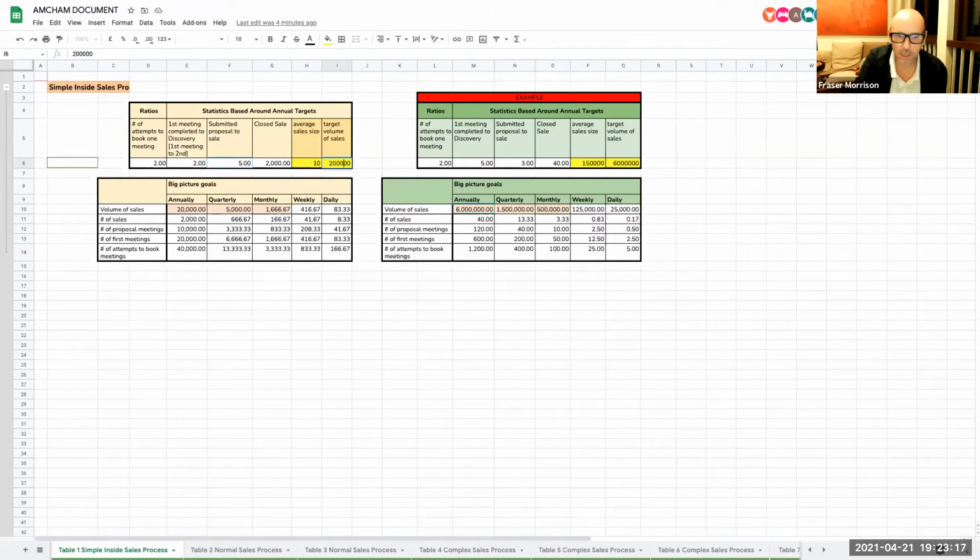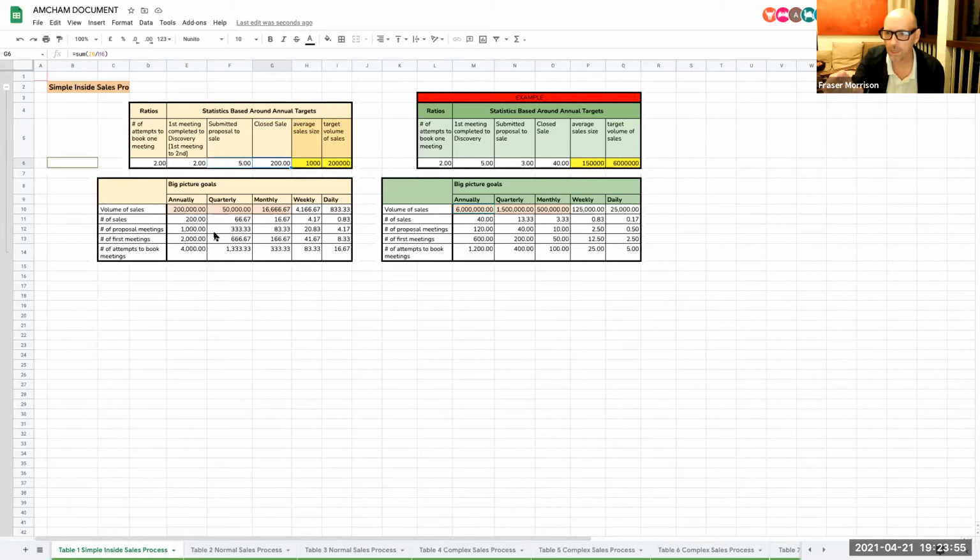So if we change this to... I think this 5 is too high. Submitted proposal. Well, that's exactly right. See, let's just say it's a very small business, and you want to turn over $20,000 a year, and the average sales size is $1,000 hypothetically. So they need to make 200 sales a year. So for every 5 proposals, they make a sale.